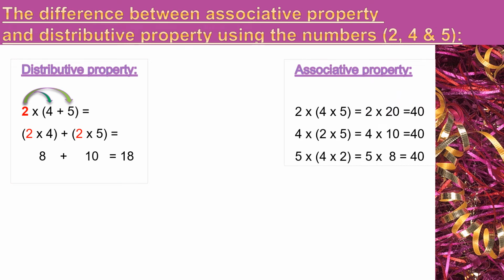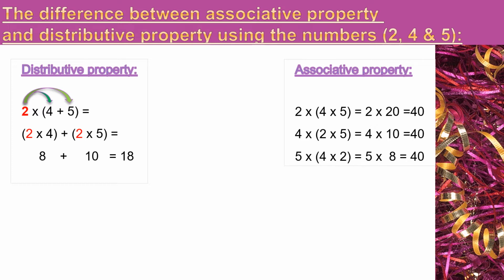In associative property, we said that we use only one sign. So I will multiply 2 times 4 times 5. I will put 4 times 5 between two brackets. Okay, it will be 2 times 20, because 4 times 5 equals 20, equals 40.